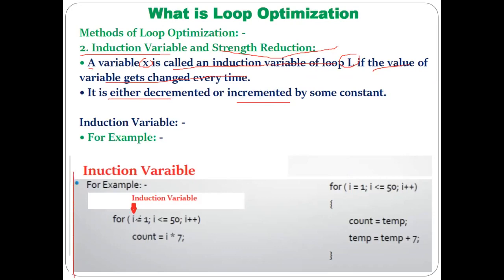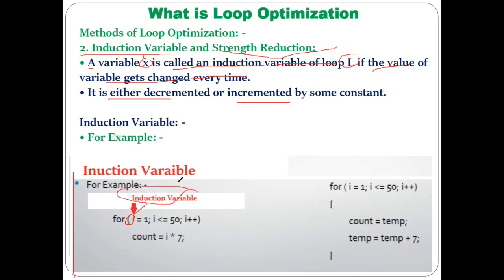So here a for loop is taken for I equal to 1, I less than or equal to 50, I plus plus. So this loop will run approximately 50 times. So the value of I will get changed every time, yes or no? Yes. So as we have mentioned, a variable is called an induction variable if its value gets changed every time. So here I is nothing but an induction variable.